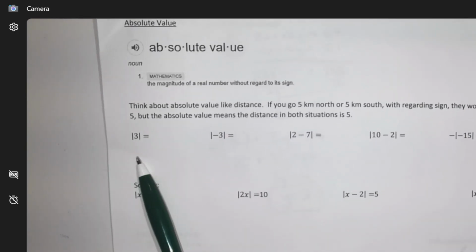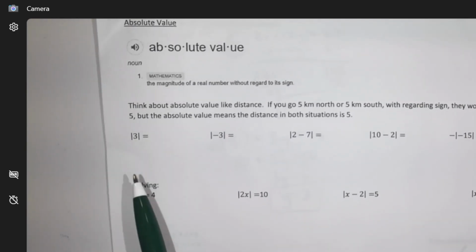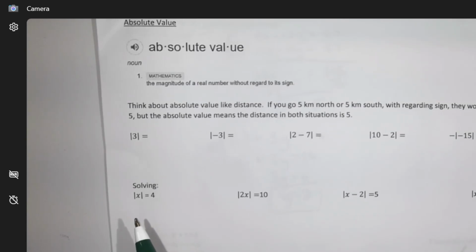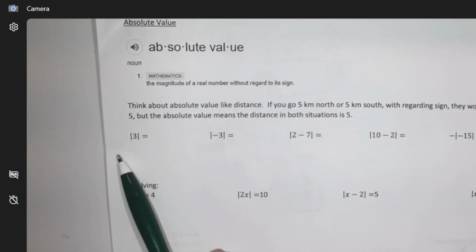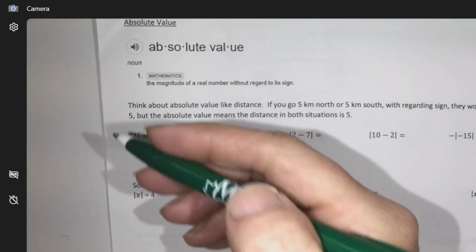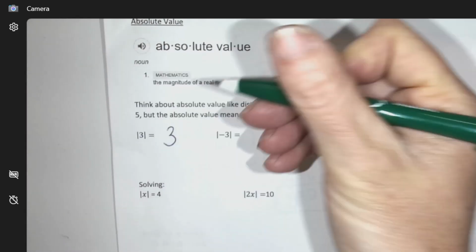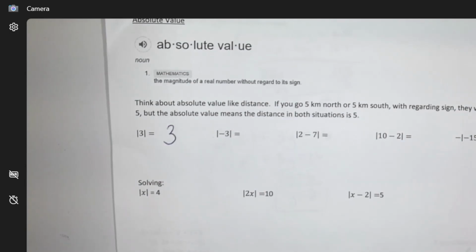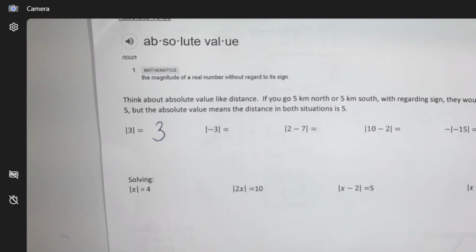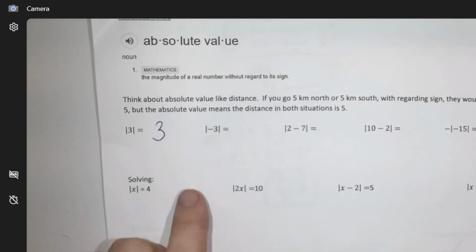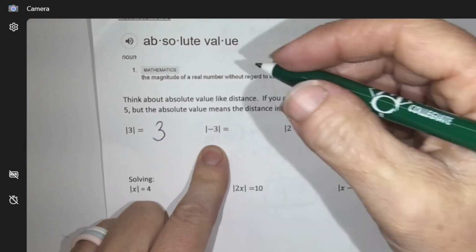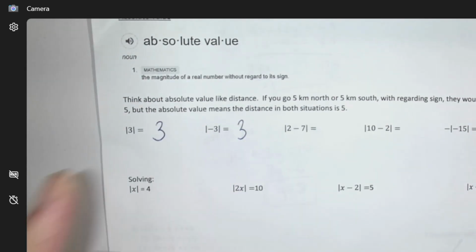So here we go. These bars, like brackets, mean absolute value brackets. So they're straight brackets, not curvy. So the absolute value of 3 is just a magnitude of 3. The absolute value of negative 3 is 3. Just has a magnitude of 3. So again, it's without the direction part of it.